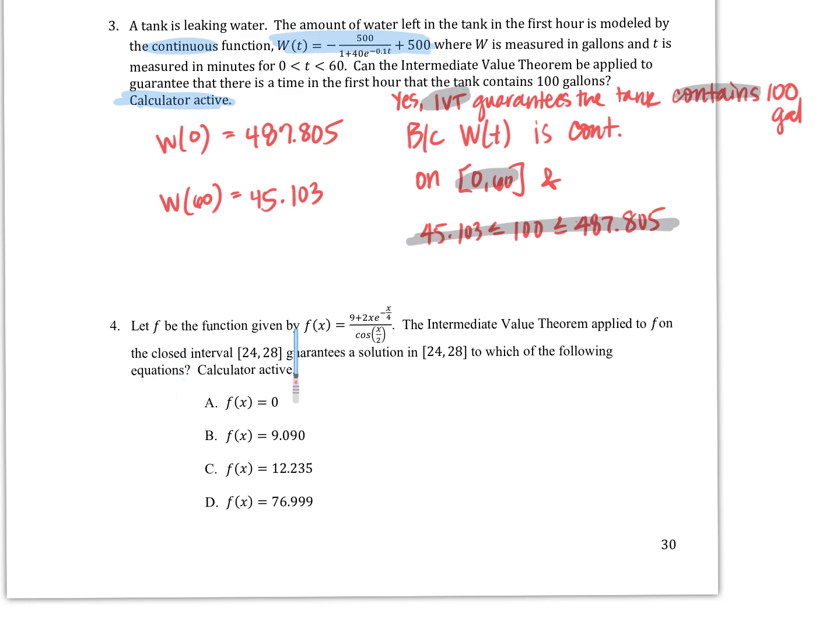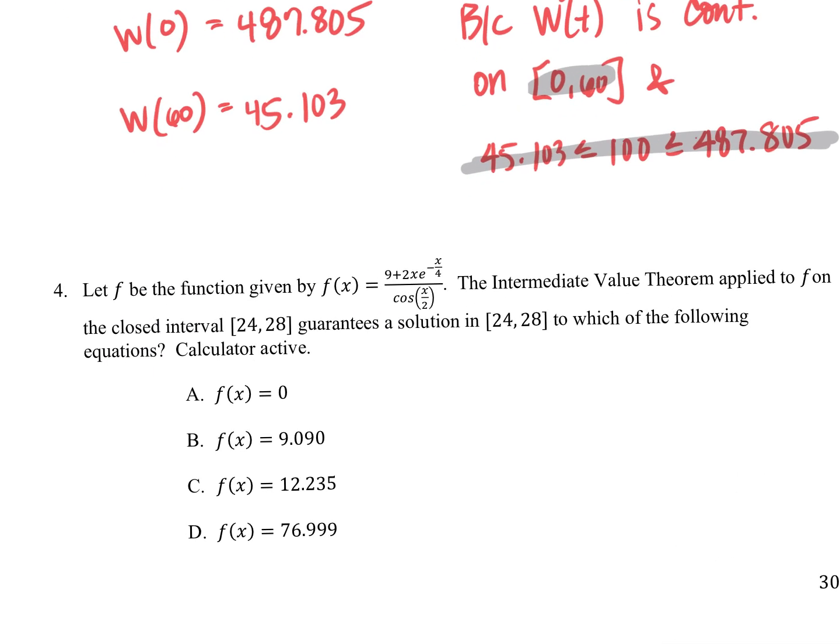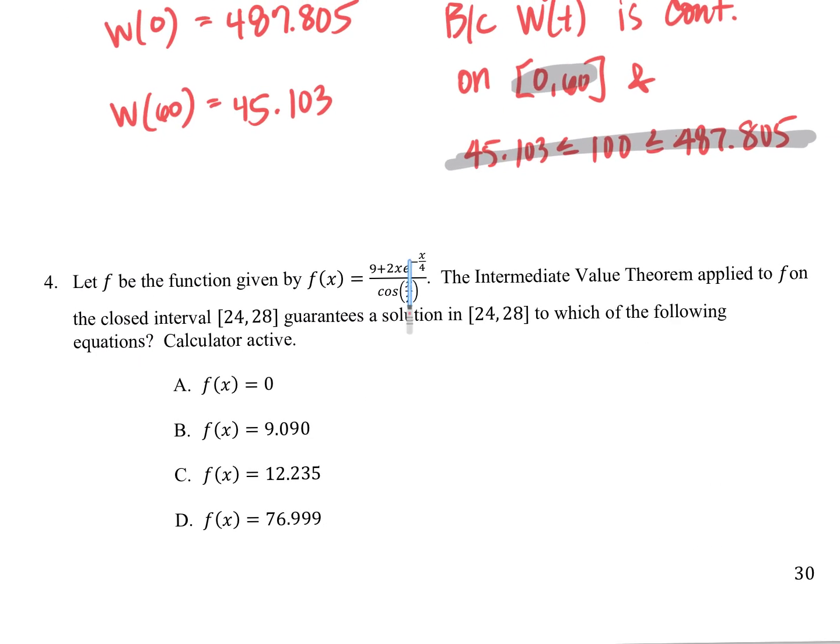So this last one says, let f be this function, and Danny's saying, what is going on? This is e to the negative x over 4. The intermediate value theorem applied on this closed interval guarantees a solution to which equation? Here's my interval. You guys, you're going to want to go check what is f of 24 versus what is f of 28. We want to see which one of these 4 answers is going to be included in my interval.